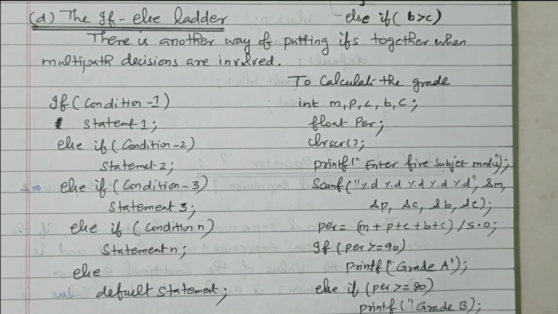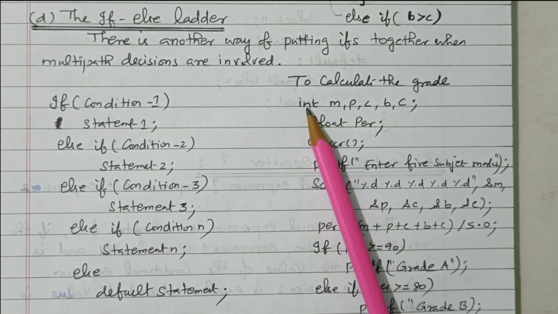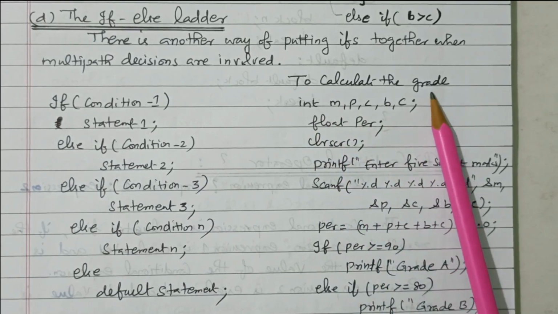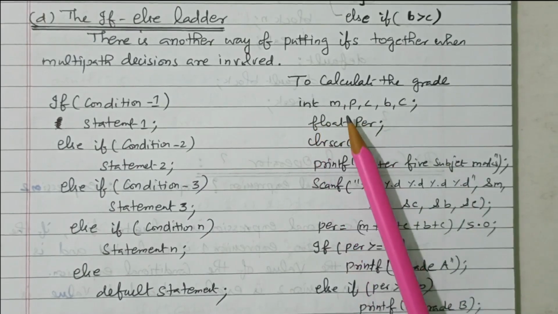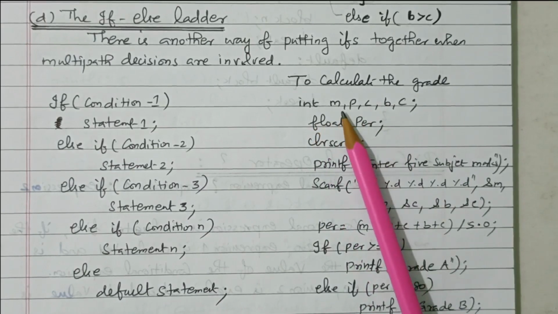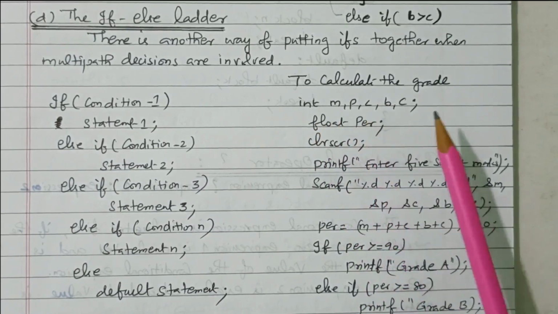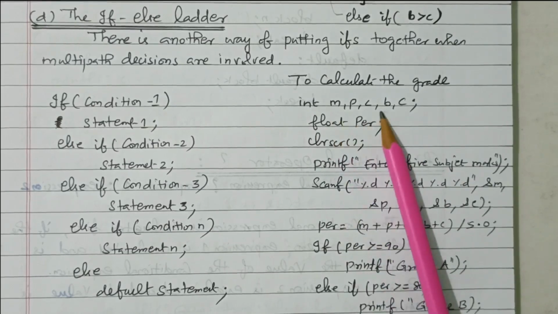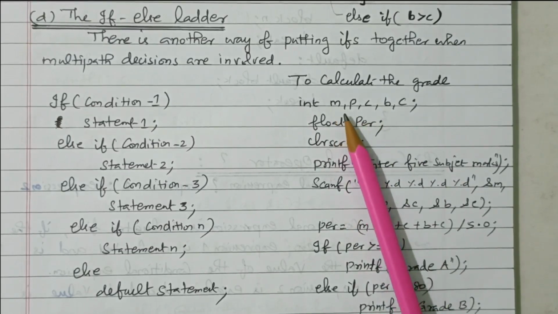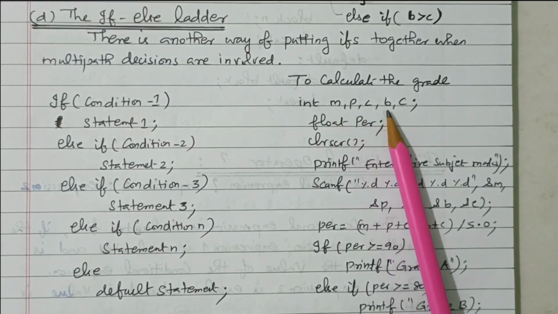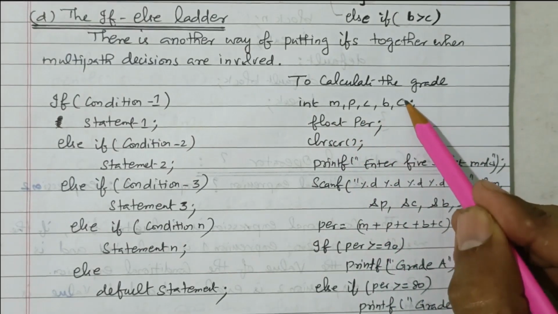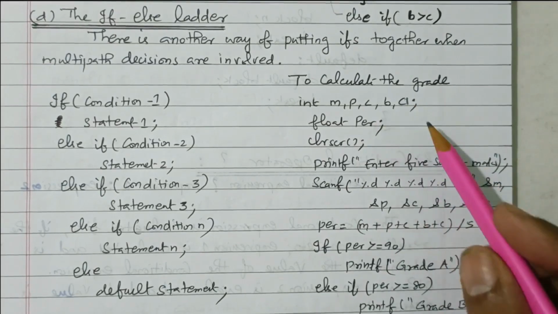Now we'll see one example program. The program to calculate the grade of a given student, right? So let us consider the 5 variables: maths, physics, chemistry, biology and computer science, right? 5 variables we are assigning, right? M means maths, then physics, chemistry, biology and computer science. Let us take this as C1 because we cannot take both as C, right?